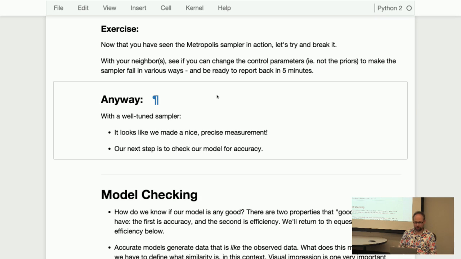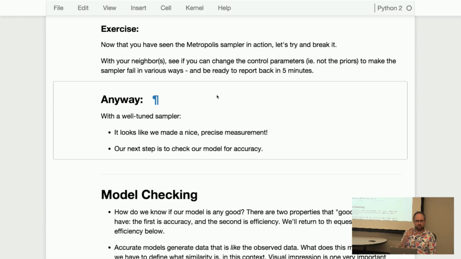Okay, let's carry on. So when I showed you this to start, obviously I'd done this myself. I'd gone through and found good step sizes that gave good results. So there was some tuning in the background that I kind of skipped over. But now you see what it takes to make Markov chain Monte Carlo work. You have to do some tuning. Okay, but with a well-tuned sampler, it looks like we made a nice, precise measurement, right? Those contours were really good.